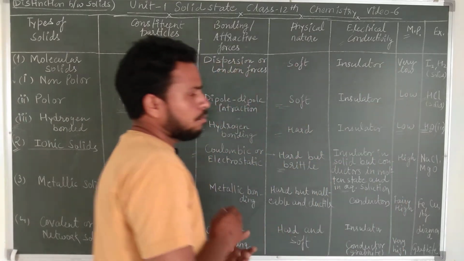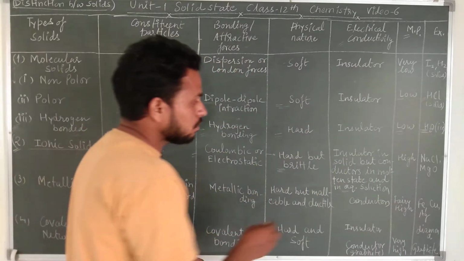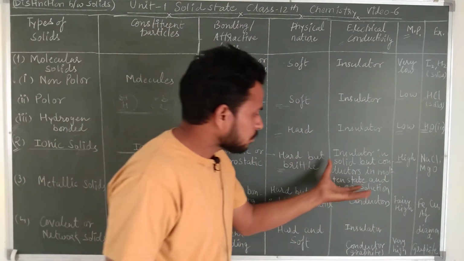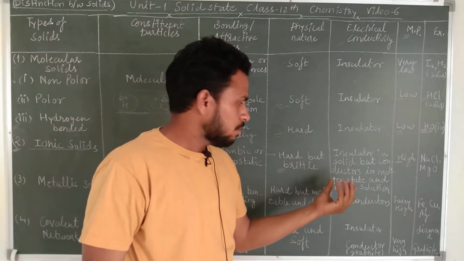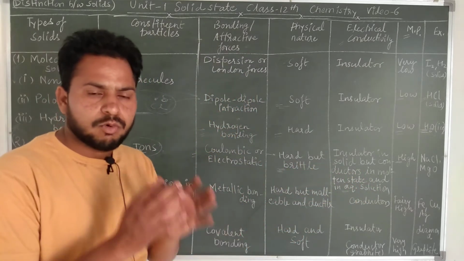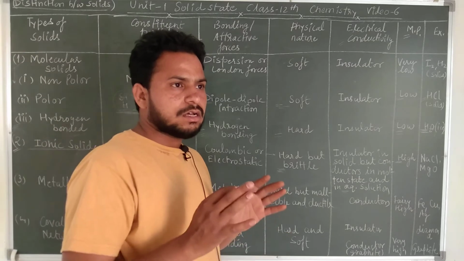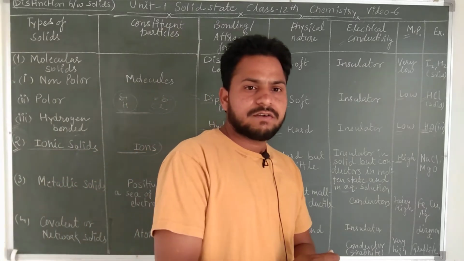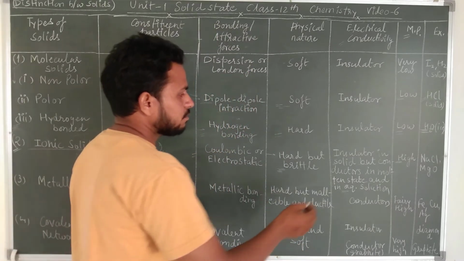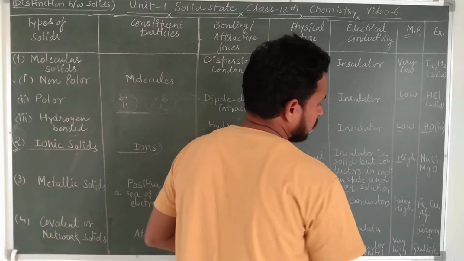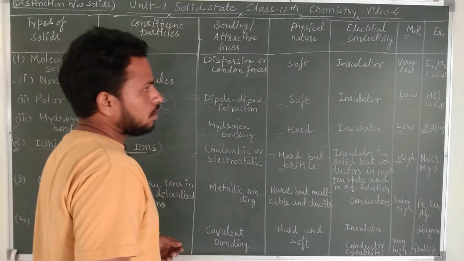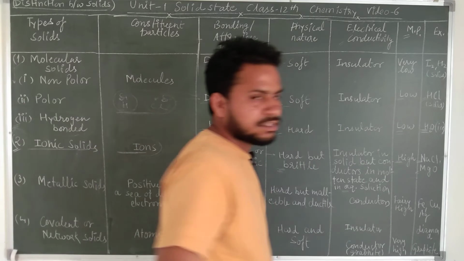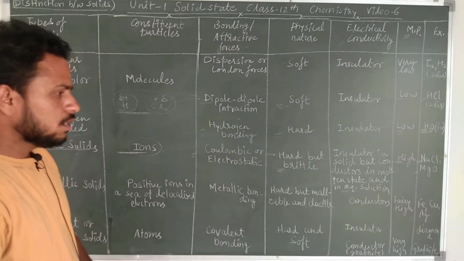And if we talk about melting point, the melting point is high, because the force of attraction between ions is the strongest force, so the melting point is very high. For example, NaCl and MgO, sodium chloride and magnesium oxide.